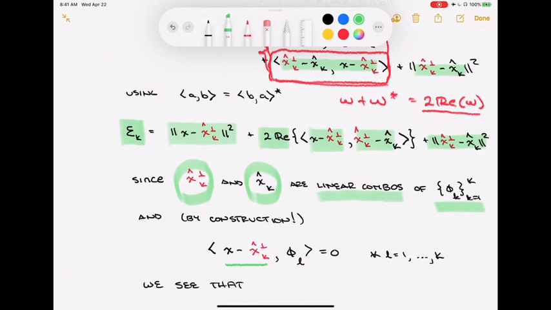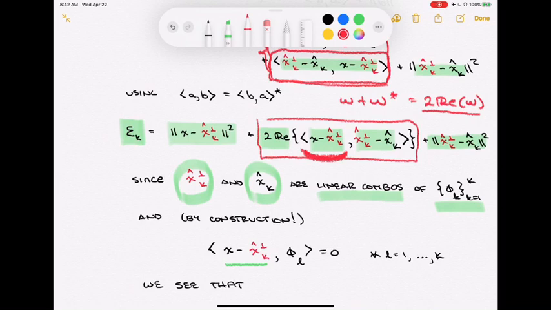Going back to this middle term, I'm focusing on this guy right now. I'm going to look at the first argument in there. That first argument is x minus x hat perp k. What is that? That's the error of my orthogonality principle estimate, something along those lines. And I'm going to be inner producting that with something that only has phis in it. It's just a sum of scaled phis.